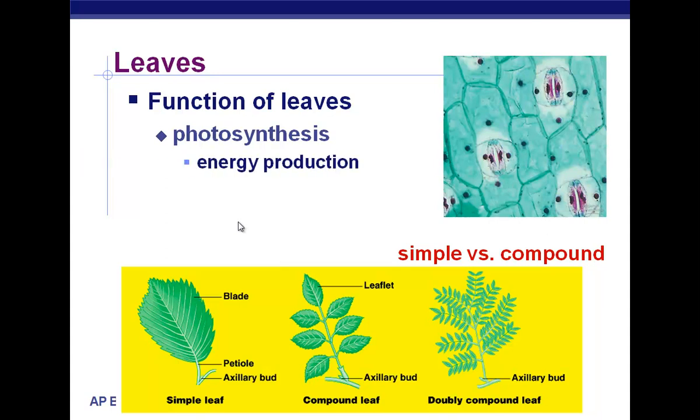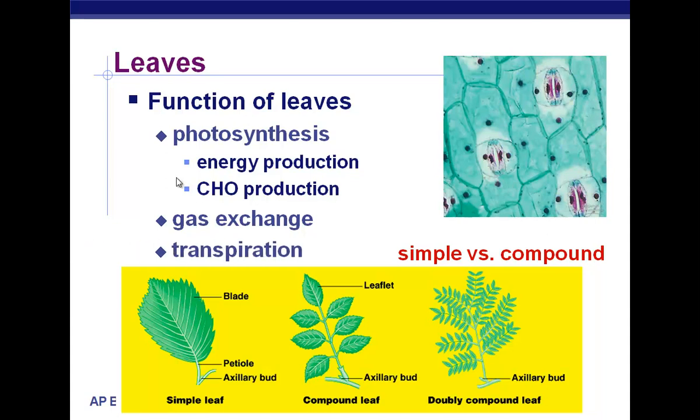So the main function of leaves is photosynthesis, or the energy production and the carbon, hydrogen, oxygen production. That's basically saying sugar, right? C6H12O6. And in doing so, it's also going to be doing that gas exchange, oxygen out, carbon dioxide has to come in. And as we started talking about yesterday, there's this whole idea of transpiration.